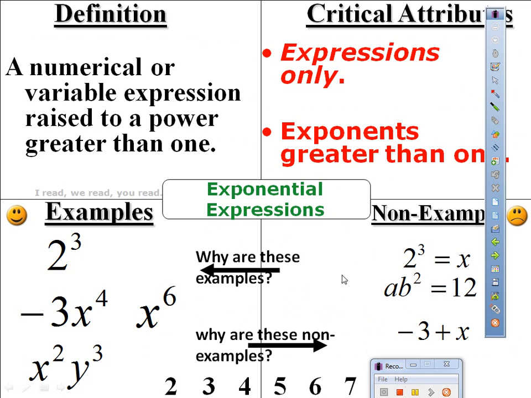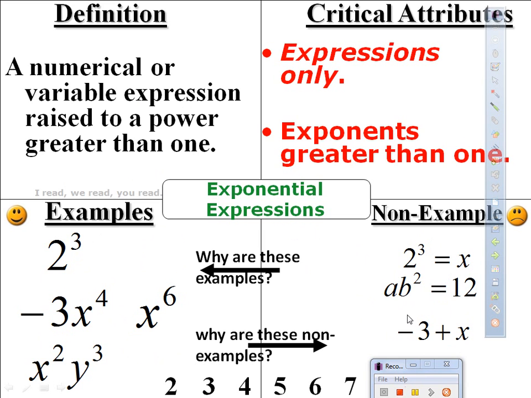You don't need to write this for your model. We already have it from the previous lesson, right? Just the definition. Exponential expressions are numerical and variable expressions raised to a power greater than 1. I gave you guys examples. All of these have a power greater than 1. And I give you non-examples. And we said that these two are not expressions because they have an equal sign. That's why they are equations. But right now we're just looking at expressions.